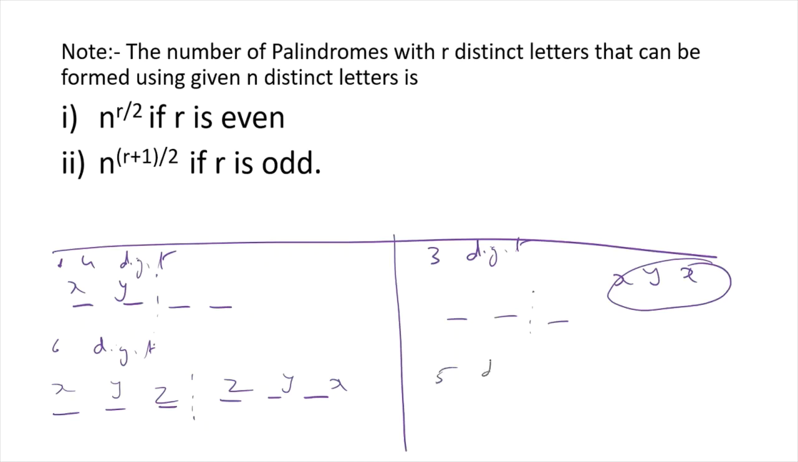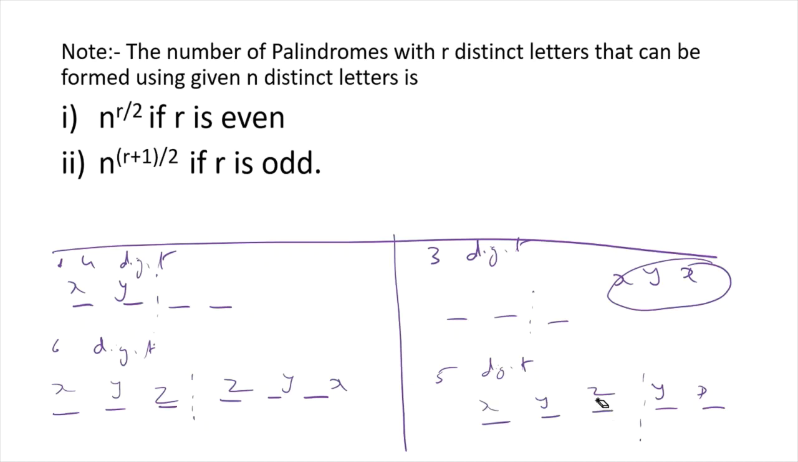Similarly, if I want to form a 5-digit palindrome, then I have to fill the first three places. These are x, y, and z, and the remaining letters will be y and x. So in order to form an odd-digit palindrome, we have to fill the first (r plus 1) upon 2 places. Here I have to fill the first two places, that means (3 plus 1) upon 2. So in order to form a 5-digit palindrome, I have to fill the first three places.